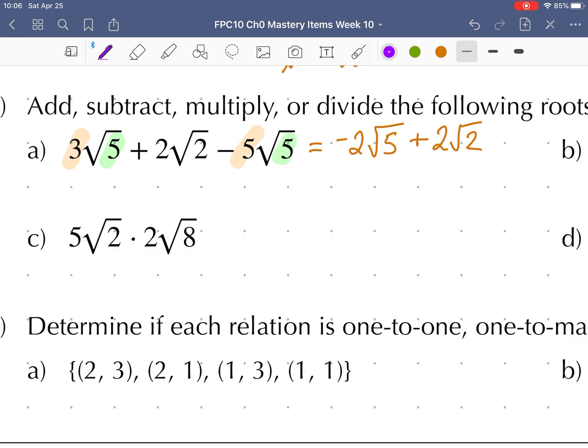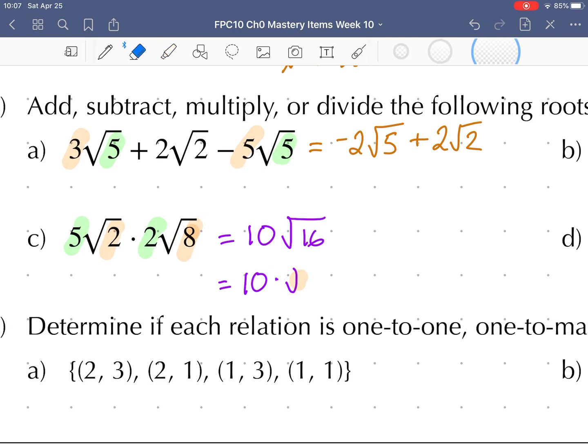All right, in letter C, we just have a multiplication. And when we multiply, we multiply our coefficients together, and we multiply our radicands together. So 5 times 2 is 10, and 2 times 8 is 16. Now the square root of 16 is an easy number that we can work with. So the square root of 16 is 4, so this becomes 10 times 4, which is then equal to 40. So we were able to completely get rid of the radical sign.